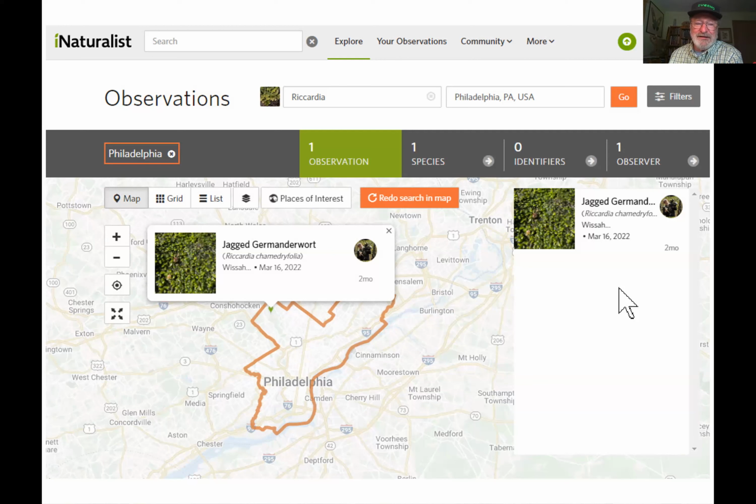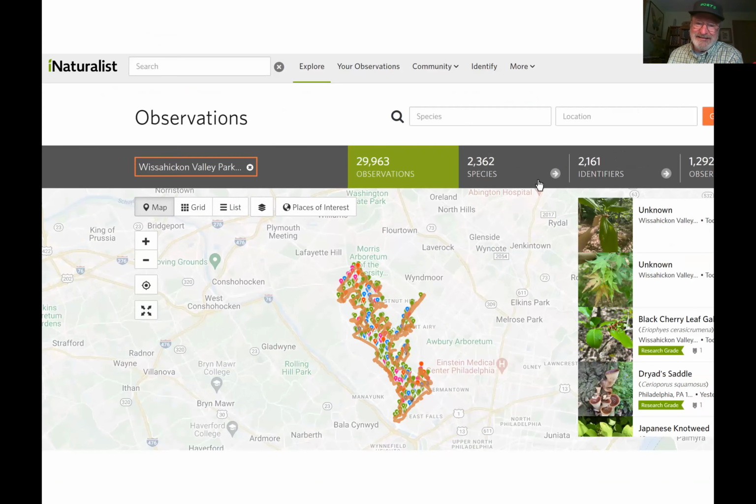So you might think, okay, well, maybe this isn't a place where there are a lot of observations. Maybe the Wissahickon Park isn't frequented by iNaturalist users. Not so. Apparently, there are 29,963 different observations on iNaturalist, only one of which is this liverwort. So I guess people don't notice liverworts, at least maybe not iNaturalist users.